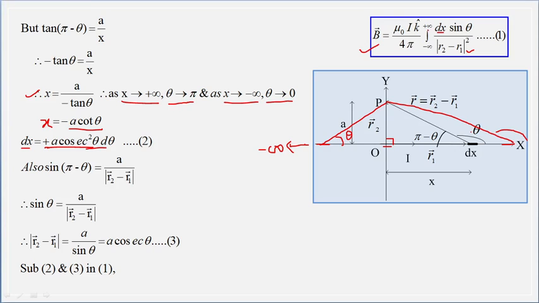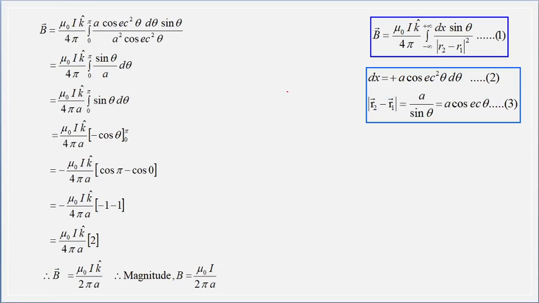So now in this equation 1, we have dx, we have modulus of r2 minus r1 square, and we also have limits. That limit for theta, you will go from 0 to pi. So all these things, dx, modulus of r2 minus r1, and these limits, we will substitute in equation 1.